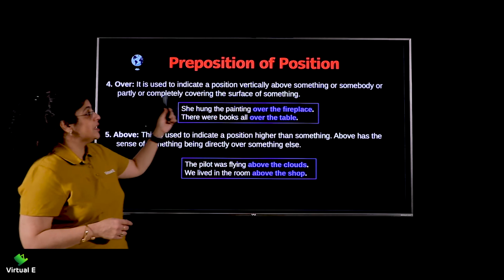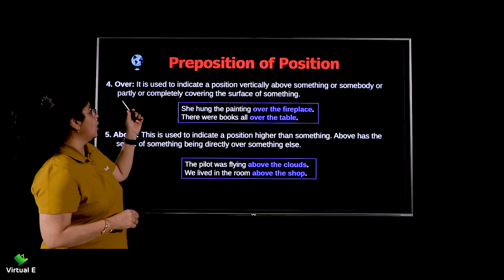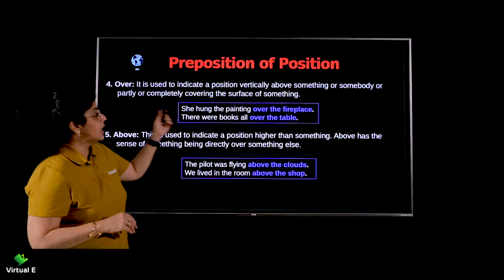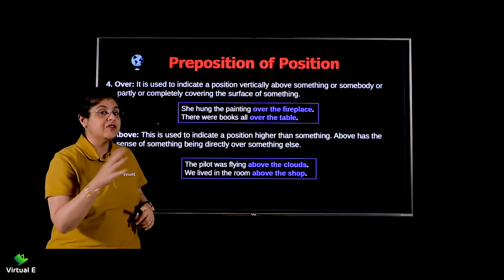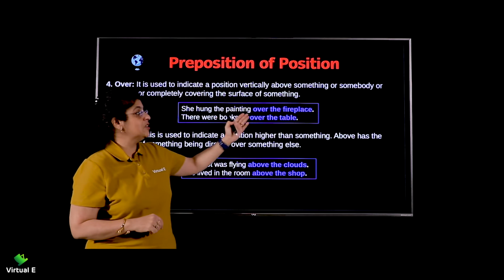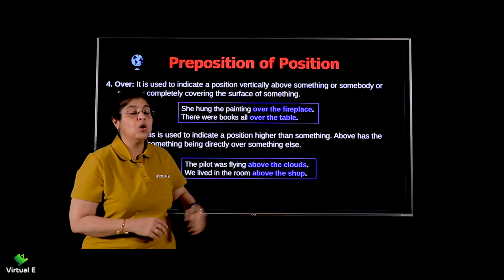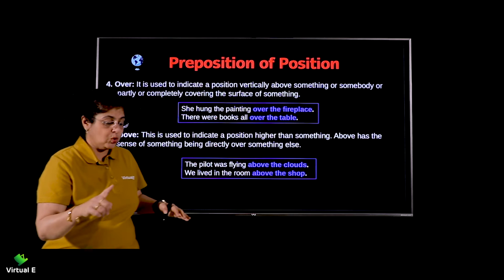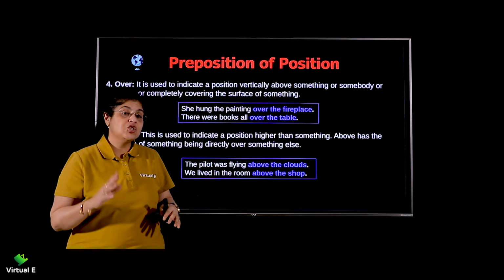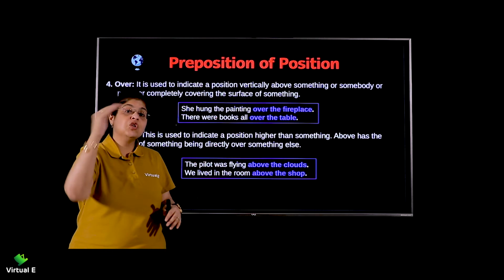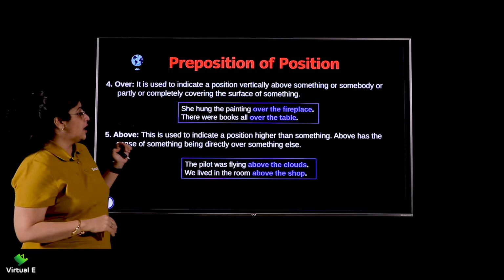Over. Now it is used to indicate a position vertically above something or somebody, or partly or completely covering the surface of something. You are covering the surface of something. She hung the painting over the fireplace. There were books all over the table. Also, over indicates movement, right? The dog jumped over the wall. So, there is movement.